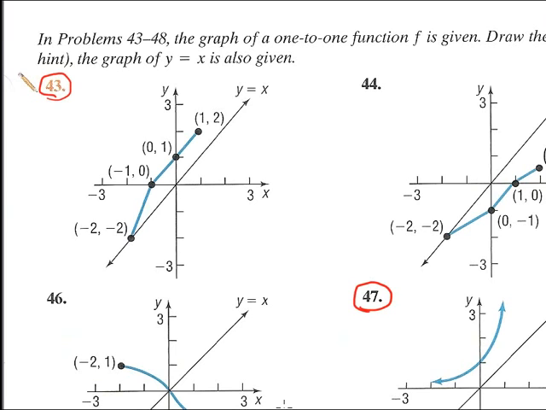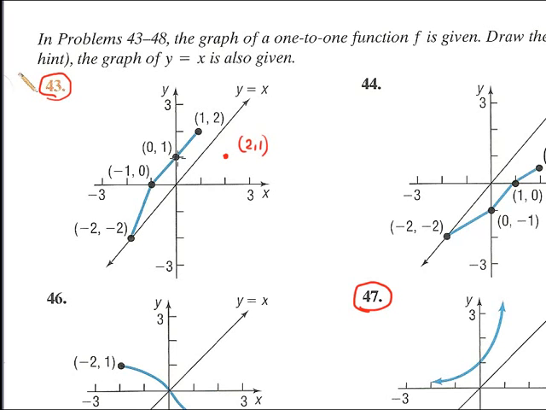43. The only thing you should do is interchange x and y. At this point, 1, 2, the inverse would be 2, 1. 2, 1 is 2 here, 1. This is a point, 2, 1.